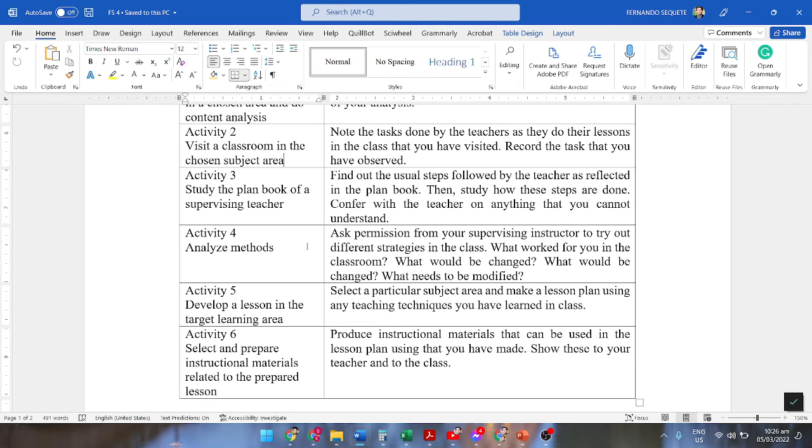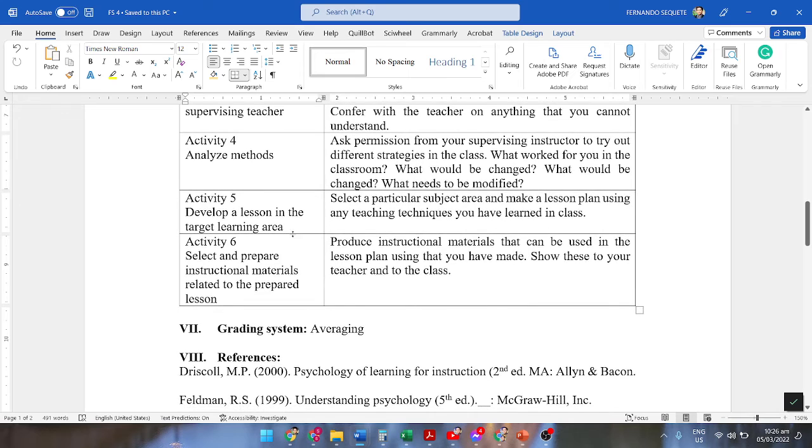Okay? So note the tasks done by the teachers as they do their lessons in the class that you have visited and record the tasks that you have observed. Okay, so that is for activity 2. Activity 3, study the plan book of a supervising teacher. The plan book is actually a lesson plan or whatever plan of the teacher. So find out the usual steps followed by the teachers as reflected in the plan book, then study how these steps are done. So confer with the teacher on anything that you cannot understand. So in a way, details will be given along the way.